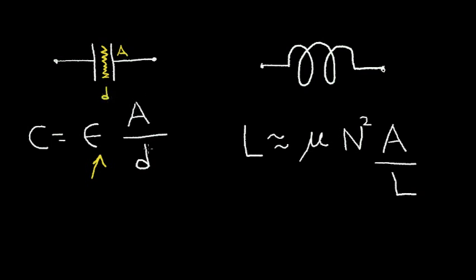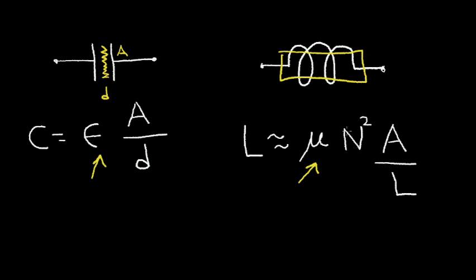The A and D depend on the geometry of the capacitor, and the epsilon depends on the material between the plates. A similar thing occurs in the inductor. Instead of epsilon, there's this quantity, mu, that uses the Greek letter mu. And this is called permeability. And it's a property of the material inside of the coil. These other terms are like the capacitor, but they're properties of the geometry of the inductor.